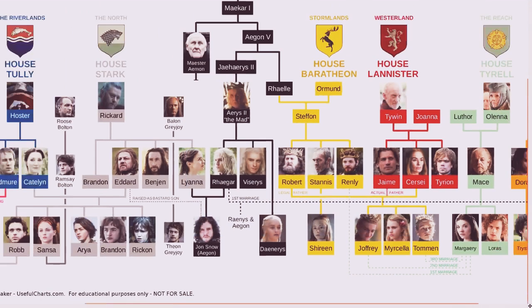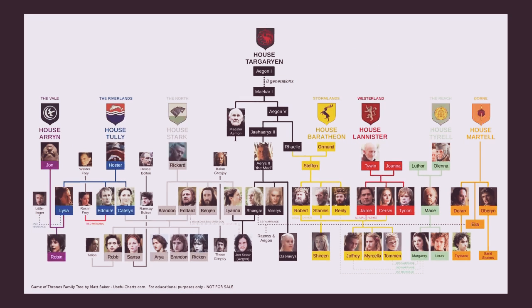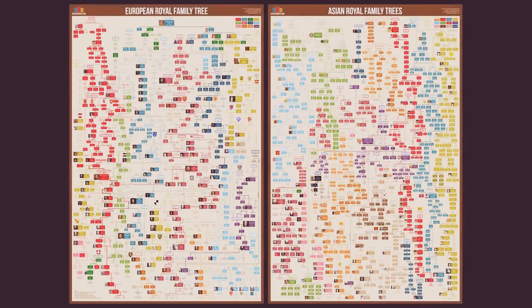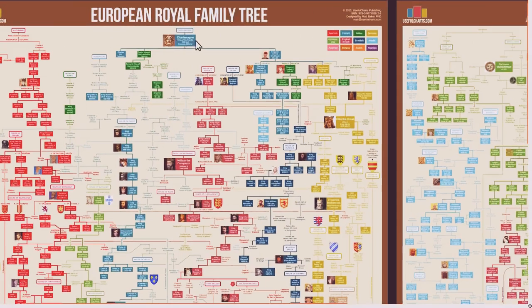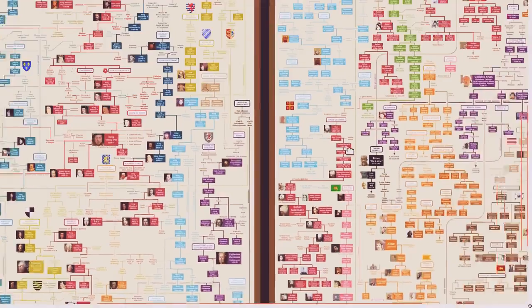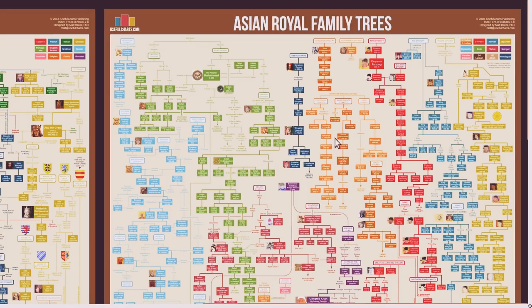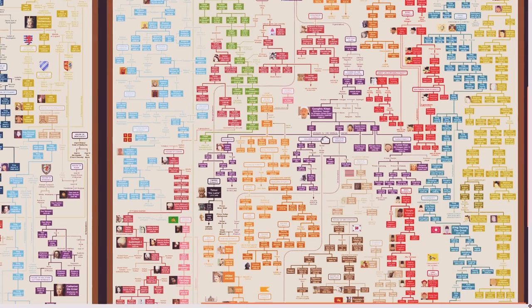Season 8 is scheduled for April 2019, and we'll have to wait until then to see what happens. In the meantime, if the struggle for power between noble houses is something you find interesting, I've got 2 wall charts based on the real-life Game of Thrones. There's this European royal family tree, starting with Charlemagne and going all the way down to today. And then there's also the Asian royal family trees, with Genghis Khan in the middle, but including dynasties all the way from the Middle East to Japan.